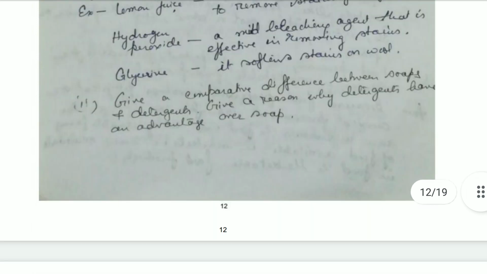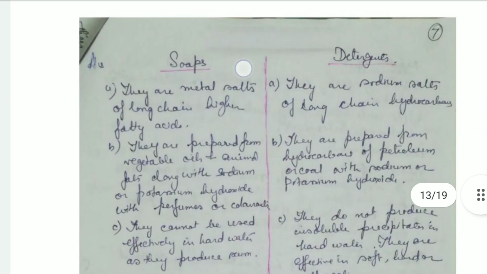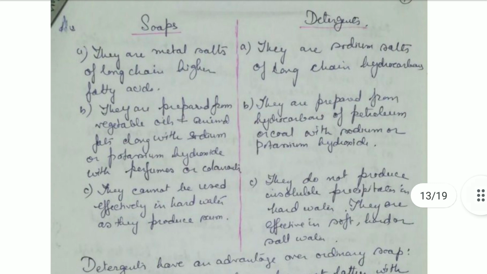Now give a comparative difference between soaps and detergents and give a reason why detergents have an advantage over soap. See, soaps are metal salts of long chain higher fatty acids. Whereas detergents are sodium salts of long chain hydrocarbons. In soaps it is long chain higher fatty acids, and in detergents they are long chain hydrocarbons.